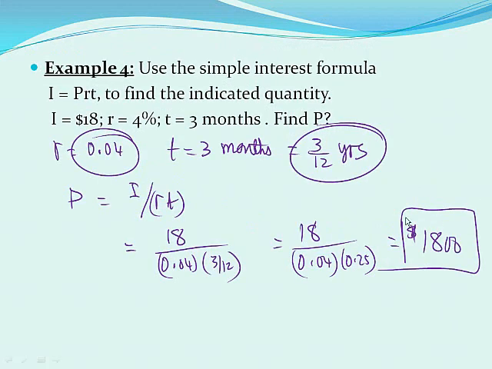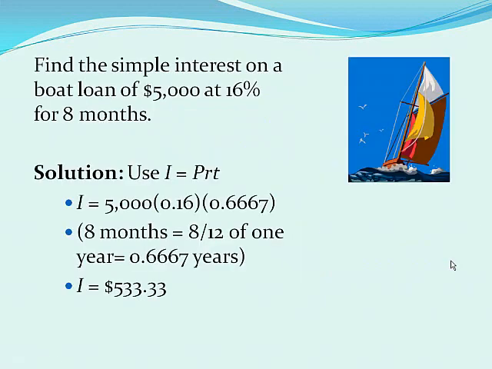Example 4. Use the simple interest formula I equal to PRT to find the indicated quantity. Again, finding the value for P, the principal. Time is in months, 3 months. Going back to the formula, P equal to I over RT, we will get 18 over 0.04, which is the rate. Time converted to years will be 3 by 12, which is like 1 by 4 or 0.25. So $1,800 is the answer there.